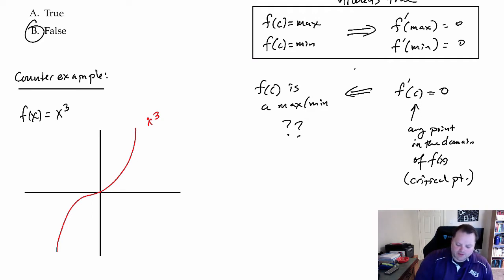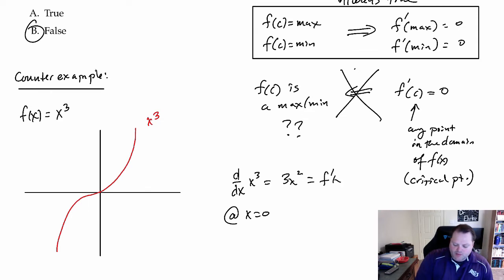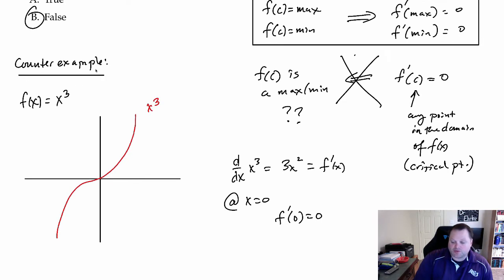All right, what is the derivative of x cubed? The derivative of x cubed is 3x squared. Okay, so at x equal to 0, if this is f prime, don't we have f prime at 0? Isn't f prime of 0, 0? So we have a point in the domain of the function where the derivative is equal to 0, so that point is a critical point. Is it a max or a min?